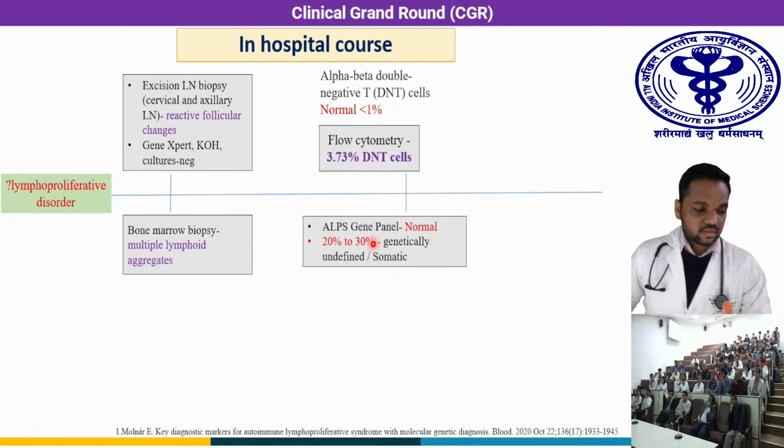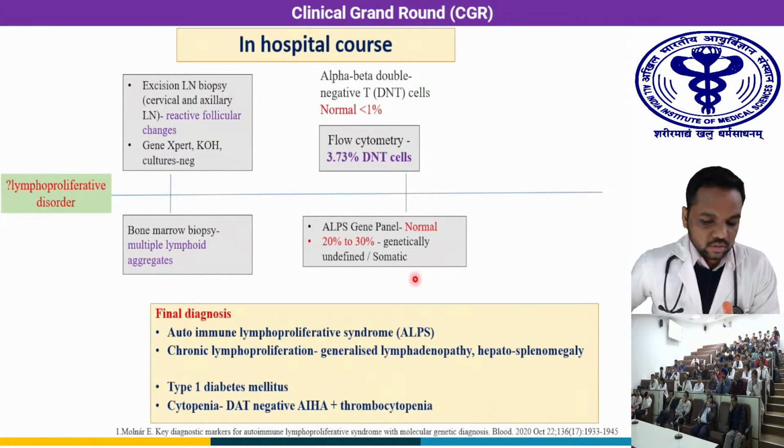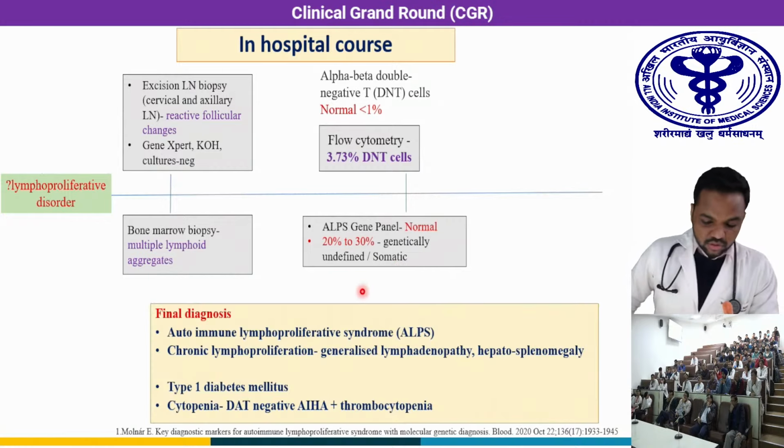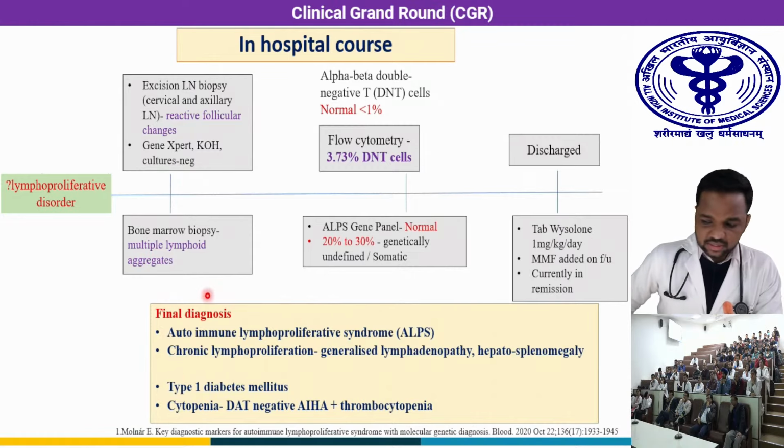And to further evaluate, we also sent an ALPS gene panel, which came back normal. But this can be present in 20 to 30% of the patients in ALPS, because either they are genetically undefined or there is a somatic mutation. So this made our final diagnosis ALPS with chronic lymphoproliferation and other autoimmune features, and she was discharged on prednisolone. MMF was further added and she has been doing quite well for the last 1.5 years.